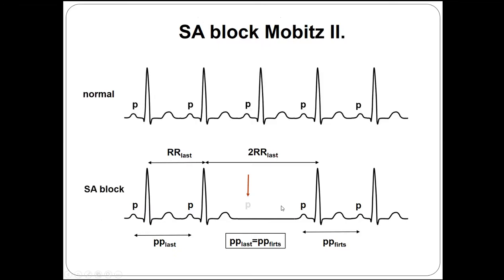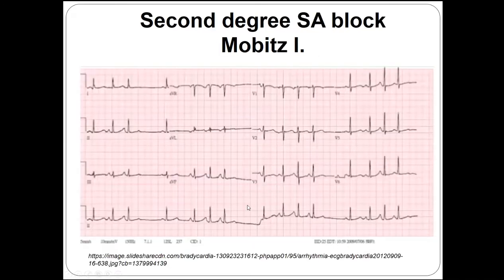That's it. So I have a question. Yes. If I want to differentiate between SA block Mobitz 1, for example, and AV block Mobitz 1, I'm looking for a P wave. And if I have a P wave but no QRS, it's AV. And if I don't have a P wave and no QRS, it's SA block. Yes, correct. Okay. Thank you.